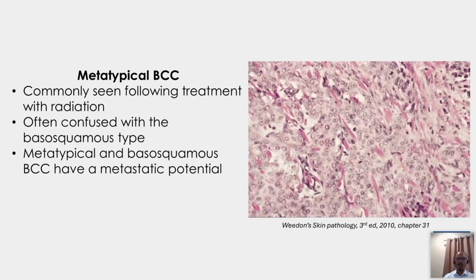Metatypical BCC, this is what it looks like. Tumor cells are often slightly larger than your usual BCC cells. They've got pale cytoplasm. And commonly, this is seen following treatment with radiation. And as I've already mentioned, it can be confused with the basosquamous type of BCC because some of the cells can look squamoid. So metatypical and basosquamous BCCs actually have a higher metastatic potential. So these patients have to be followed up quite closely.